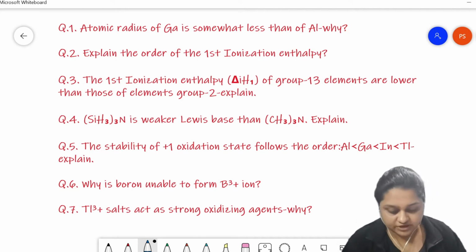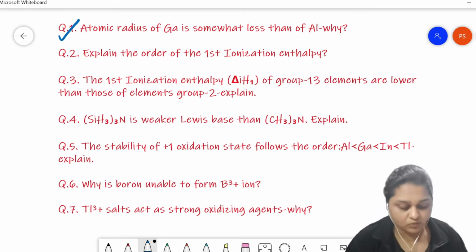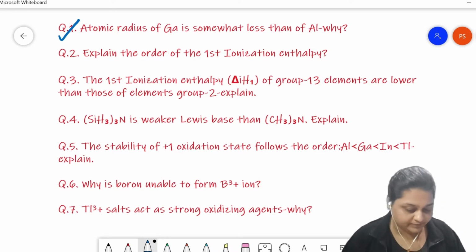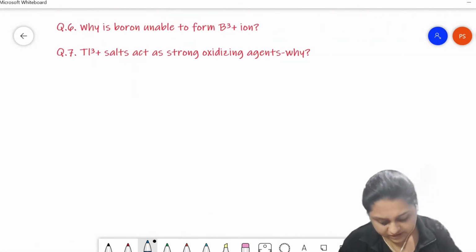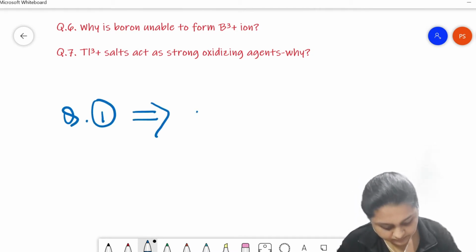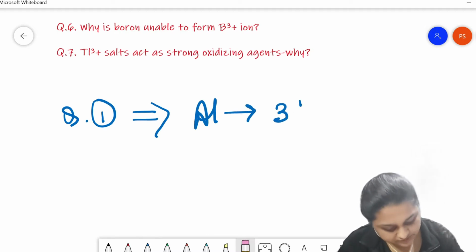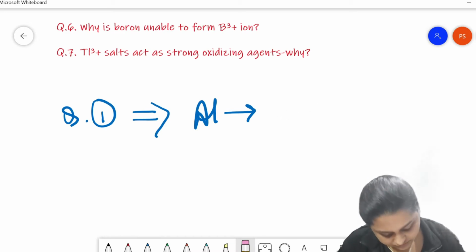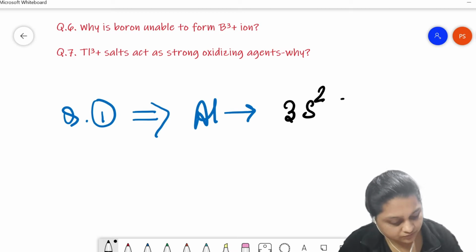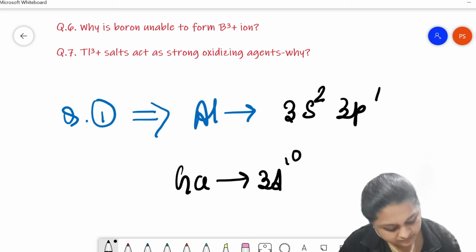The first question that we are going to talk about is this question. It is saying that the atomic radius of gallium is somewhat less than that of aluminium, and why. Let's look at the electronic configuration of aluminium and gallium first. The electronic configuration of aluminium is, sorry, it's not going to be 3d, 3s2 3p1, and that of gallium is 3d10 4s2 4p1.